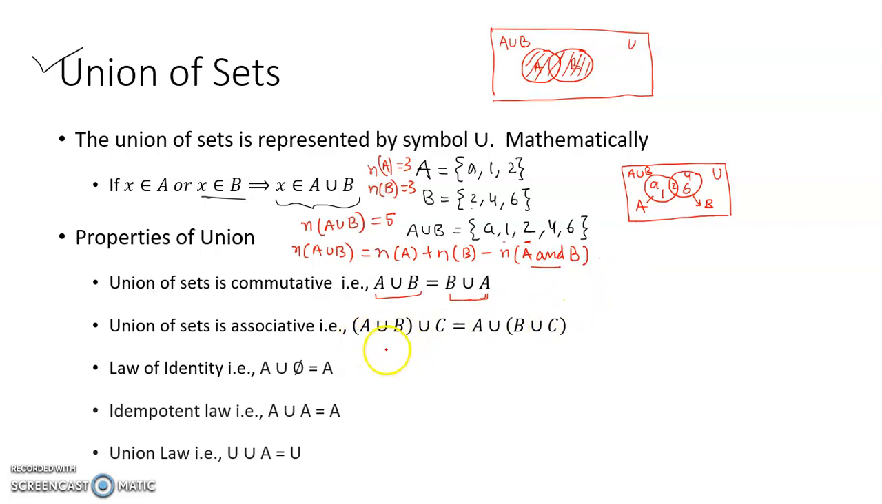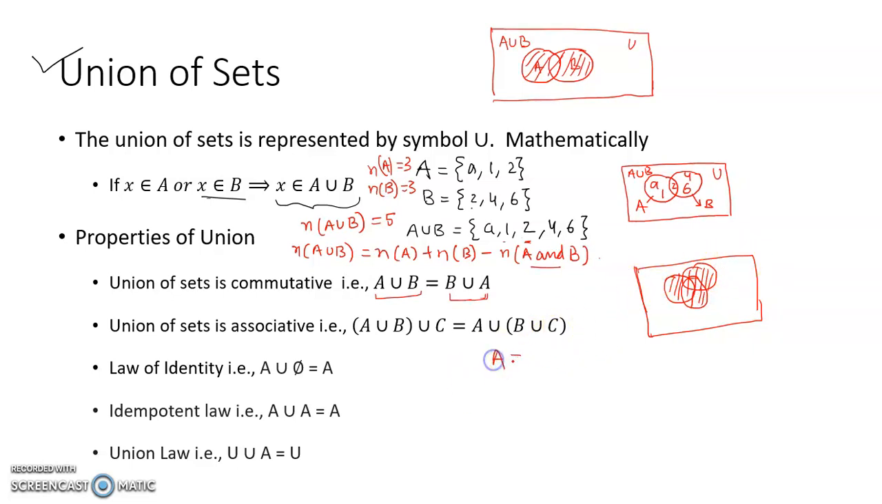Same way, A union B union C. If I put it through a Venn diagram, it can be easily seen that there are 3 sets. This is A, this is B, and this might be C. If you operate with A union B union C, this entire portion will be shaded. And if you operate through the right hand side also, it will be shaded.